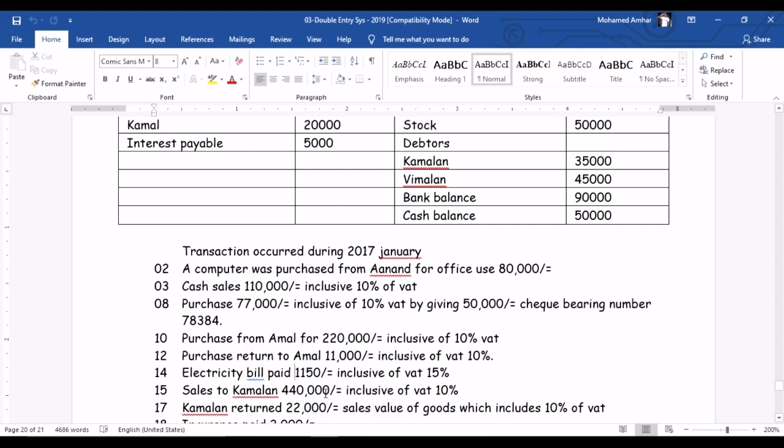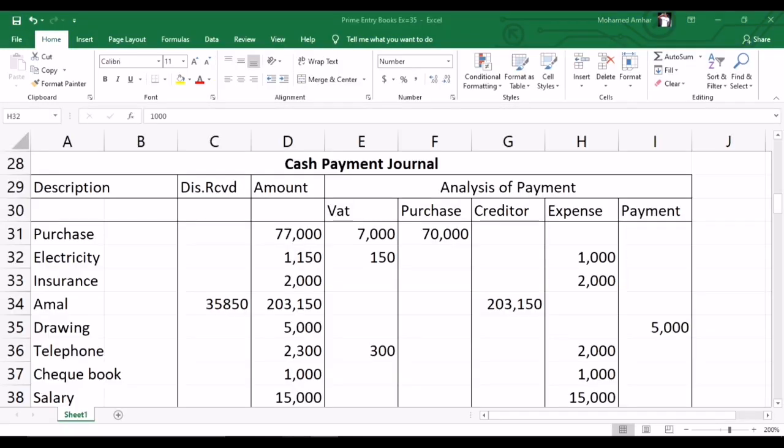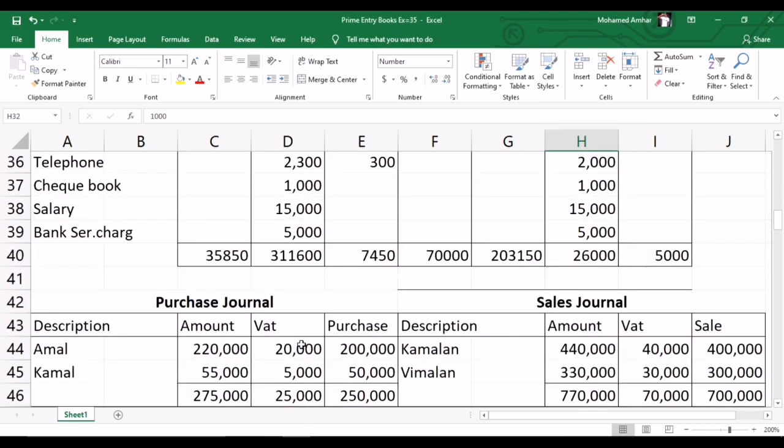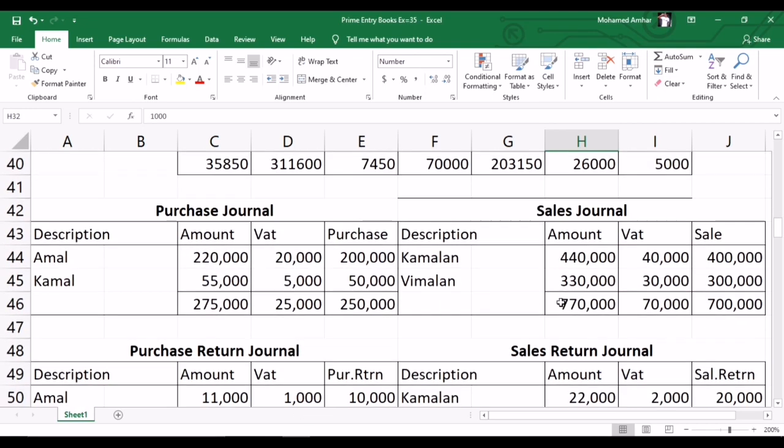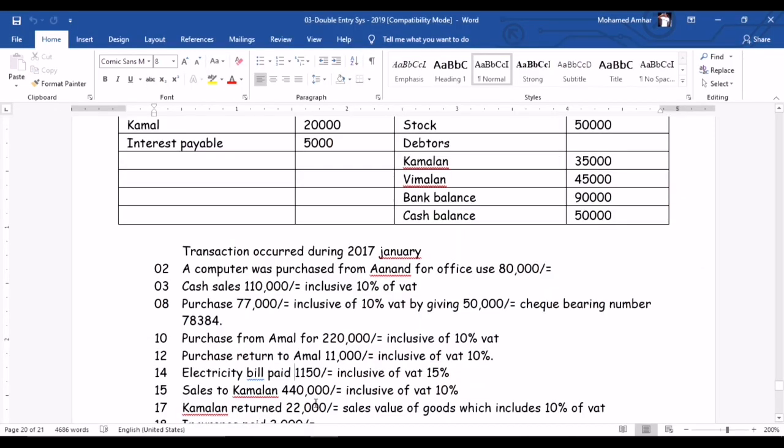So now record it in the sales journal. So sales journal is here. Kamalan, amount is 440,000. VAT is 40,000. So balance 400,000 is sale. Right. Then date is 17.